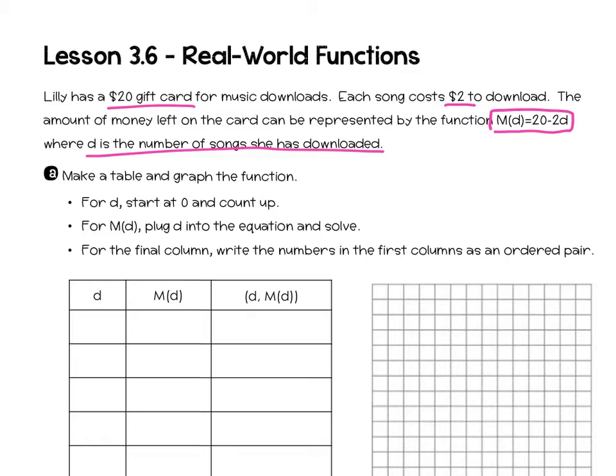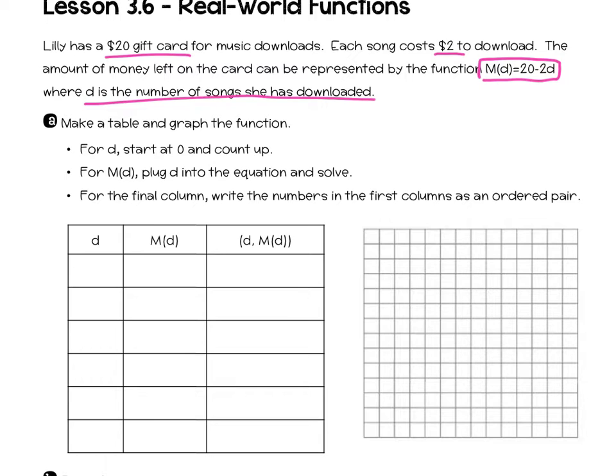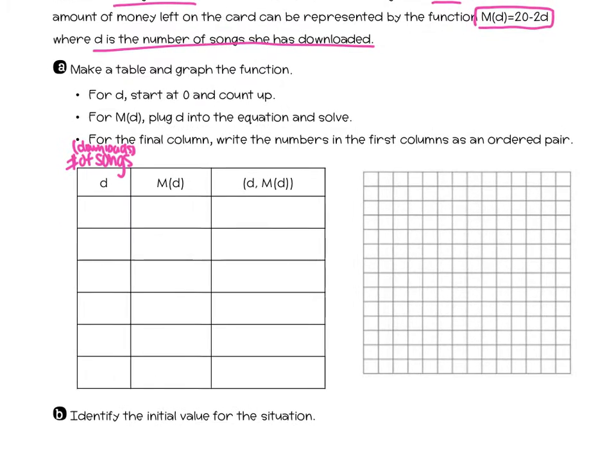So make a table and graph the function. Remember, D is the number of songs downloaded, so number of songs, or you can think downloads. We are going to set this up just like we did when we did the tables in lesson 3.4, I believe. You can start at 1, but in this case I think we're going to start at 0 because we want to think about what is her starting point.